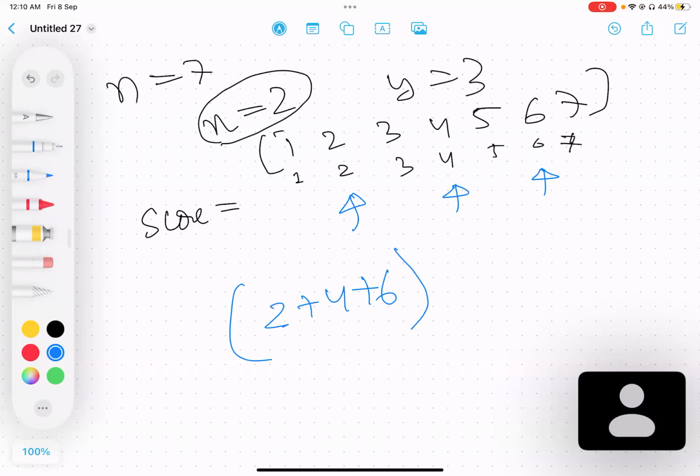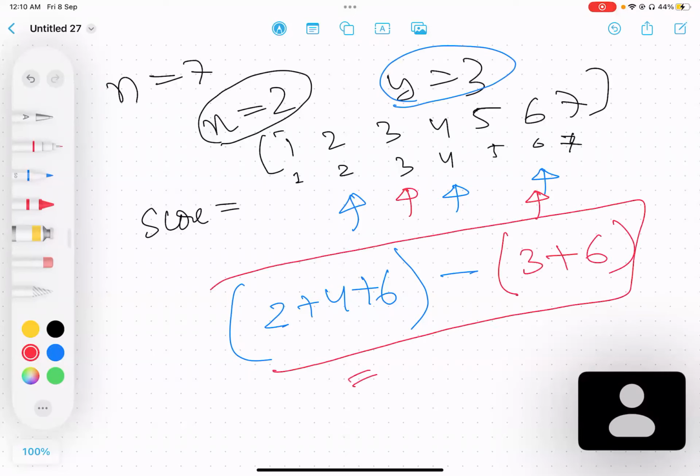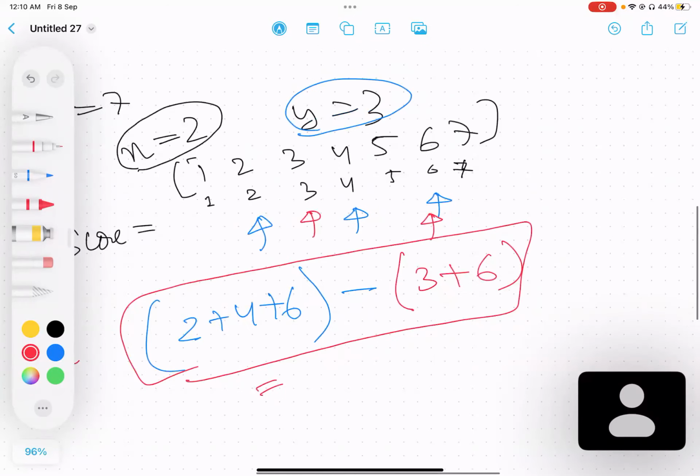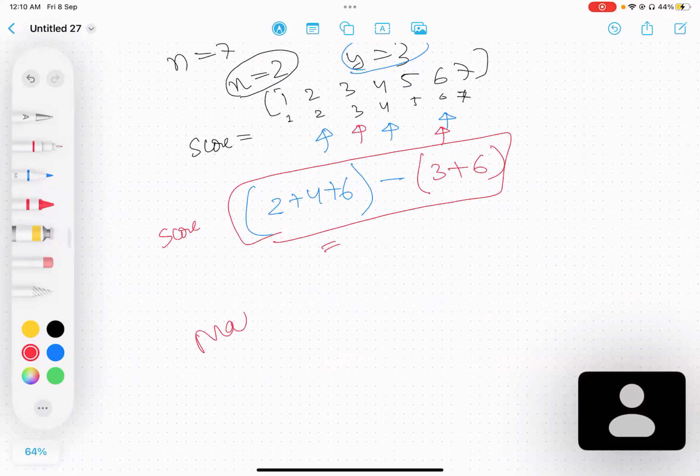And now they are saying, let's find all the indexes which are divisible by 3. So this index is divisible by 3, and similarly this index is also divisible by 3. They are saying, take their sum also. So its sum will be 3 plus 6. And then this will be your score, and we want to maximize the score. Our aim is to maximize the score. So this is the question.